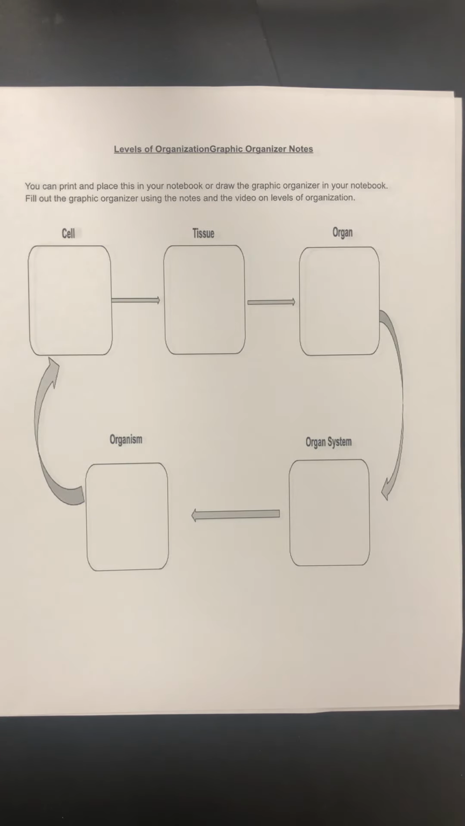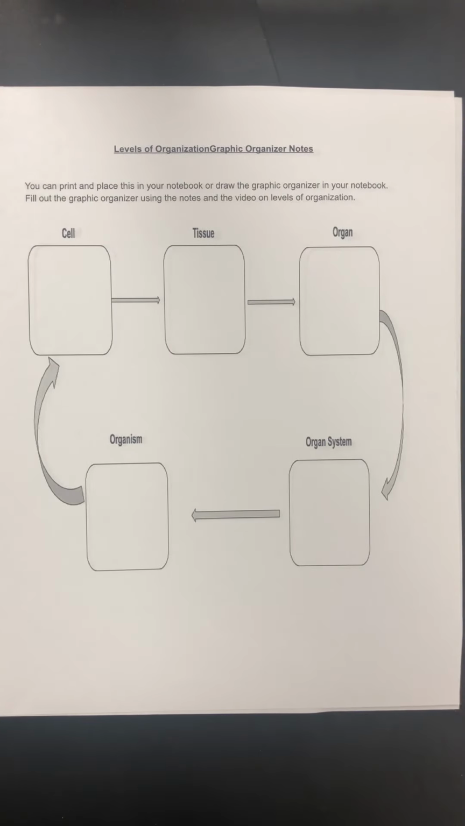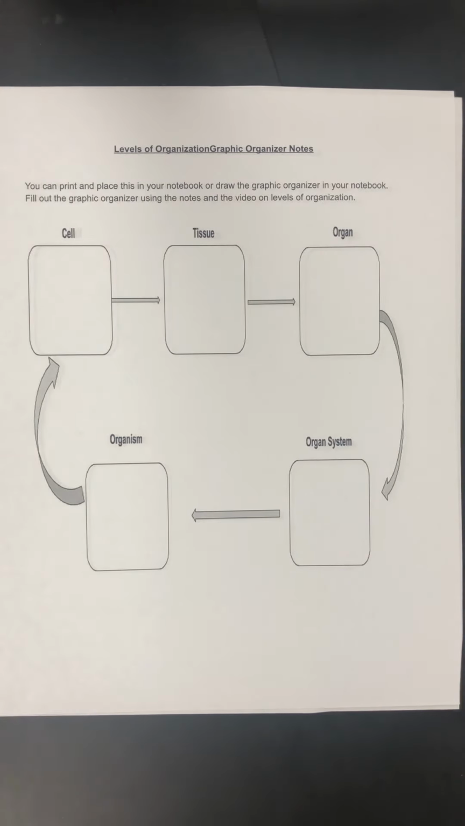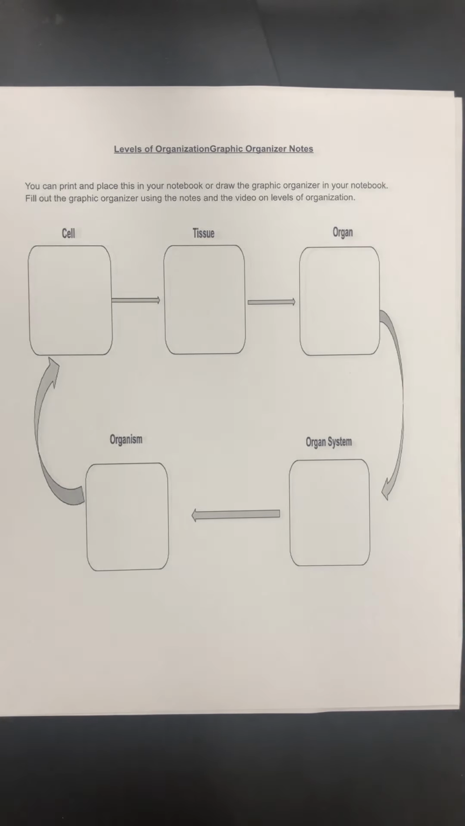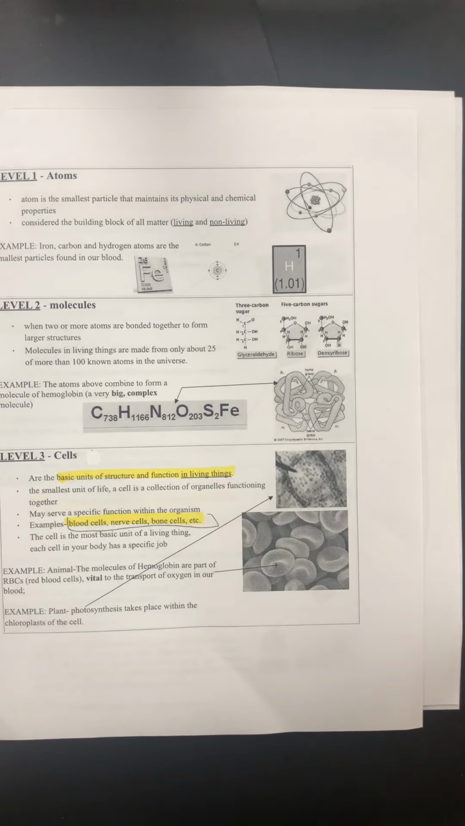You should have filled out this graphic organizer while using the reading, which looks like this, that's on Canvas, and using the video that's also posted on Canvas to fill out your graphic organizer notes on levels of organization. So now I'm just going to go back through and let's check our notes to see if we've written the correct information today.